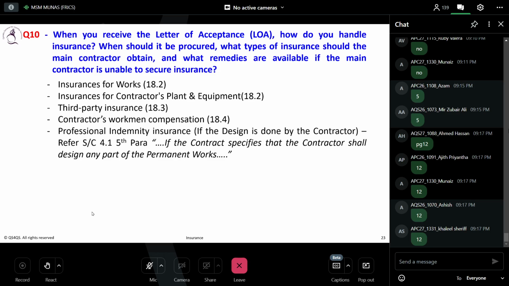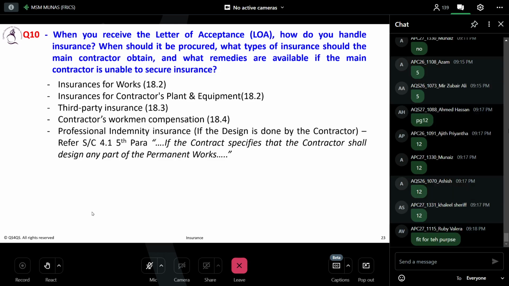So look, that C is connected to this one. The last paragraph, you see the fifth one, the very last paragraph before starting A. If the contract specifies that the contractor shall design any part of the permanent works, then unless otherwise stated in the particular conditions, the contractor shall be responsible for this part and shall, when the works are completed, be fit for such purpose for which the part is intended as specified in the contract.